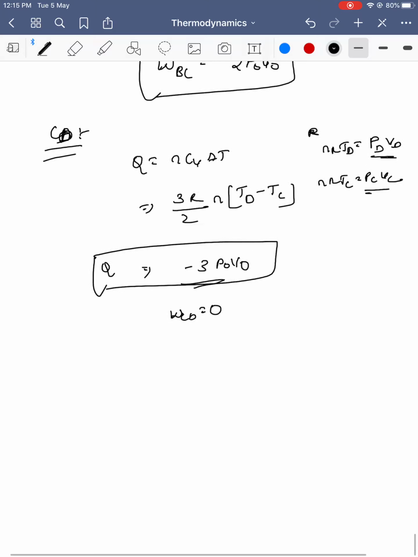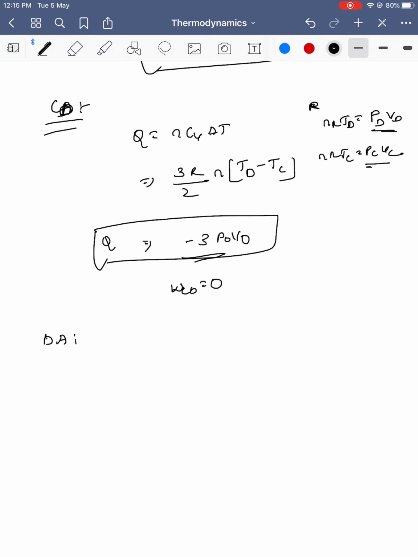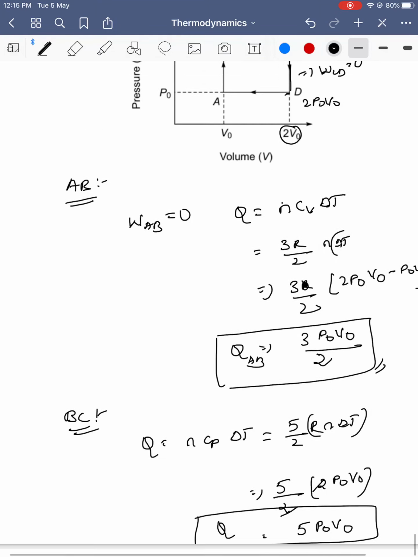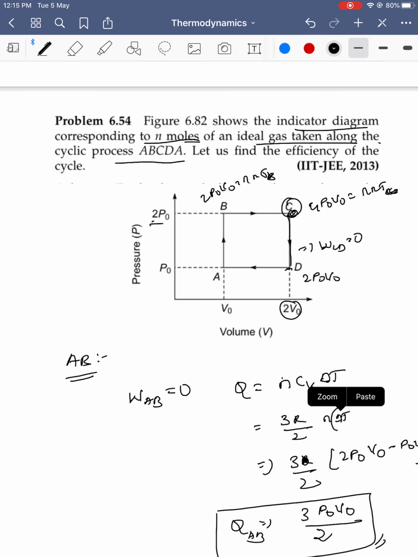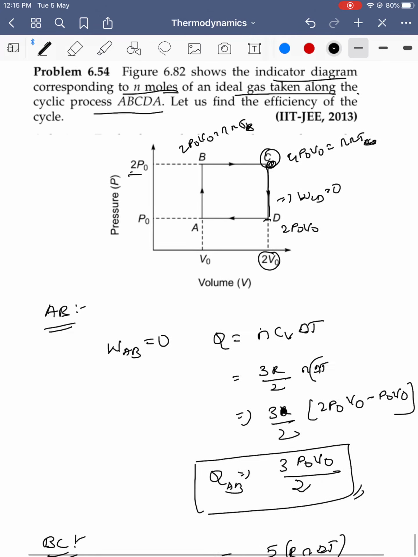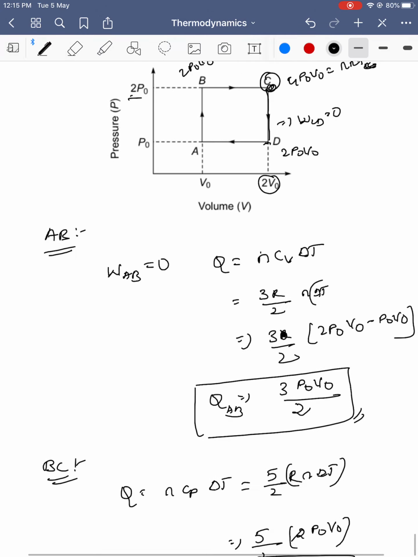Similarly D to A, work done from D to A. What kind of process is this? Isobaric process, P into delta V.